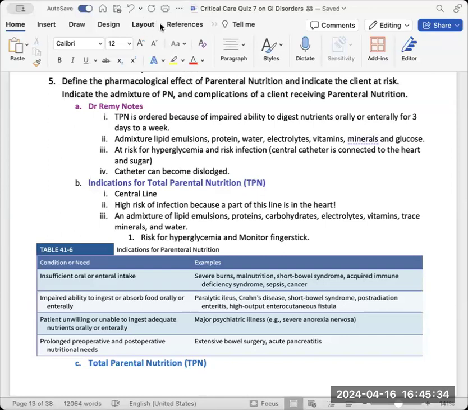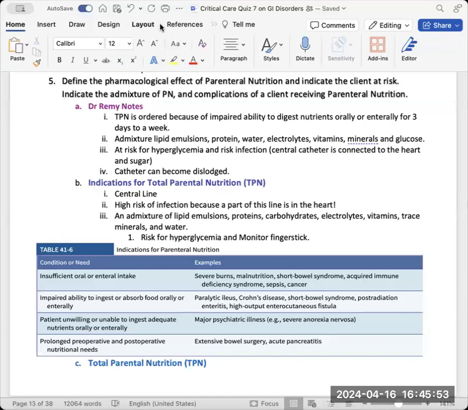Because it has sugar, because it has all of these things, they're at risk for hyperglycemia and they're at risk for infections. One, because of the hyperglycemia. Anywhere sugar is, there's a risk for infection because bacteria like sugar. And they're also at risk just because it's a central line that invades the heart, very invasive.